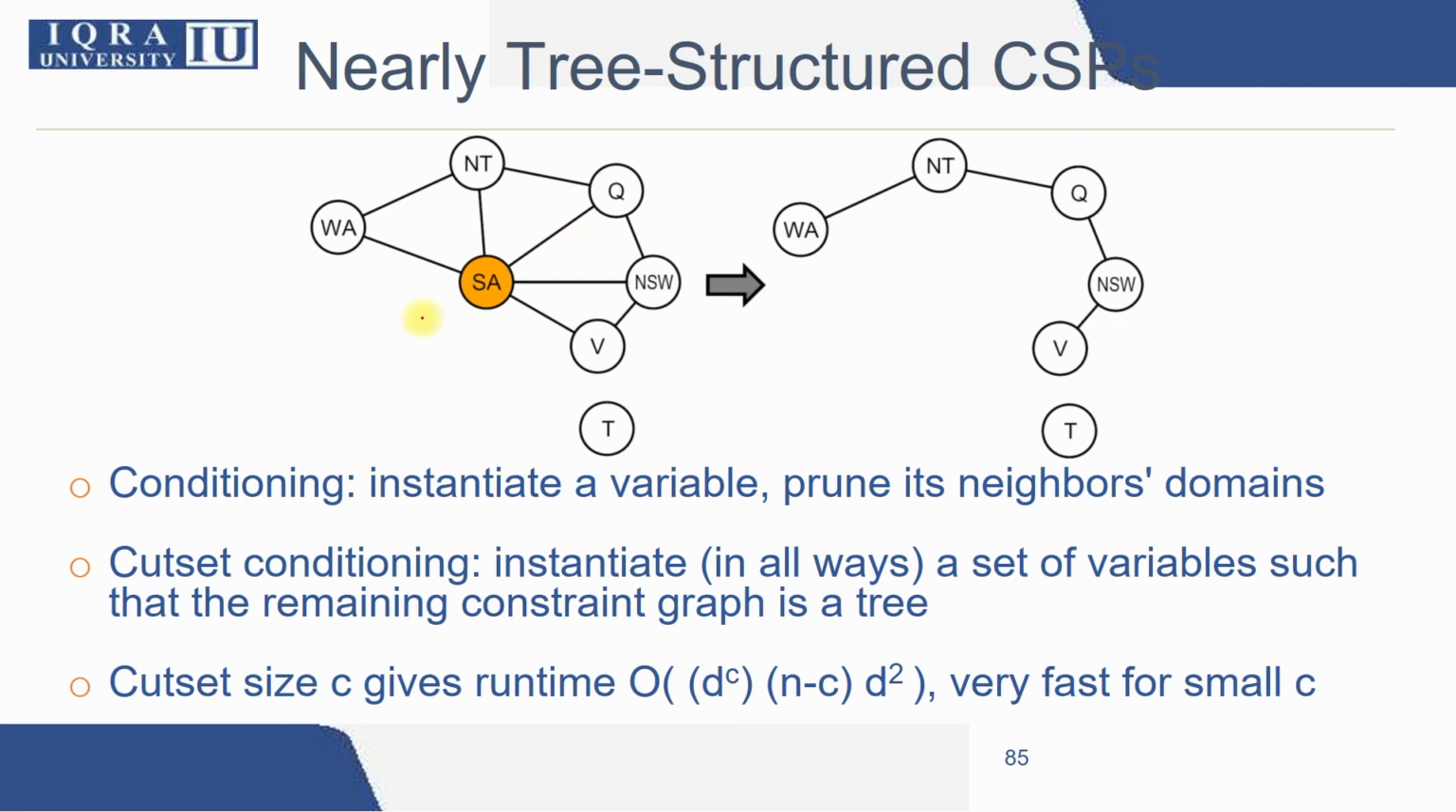Similarly, you can convert your graphs into trees by identifying a cut set, and then you can solve the cut set differently from the rest of the tree. And this is what we call cutset conditioning.